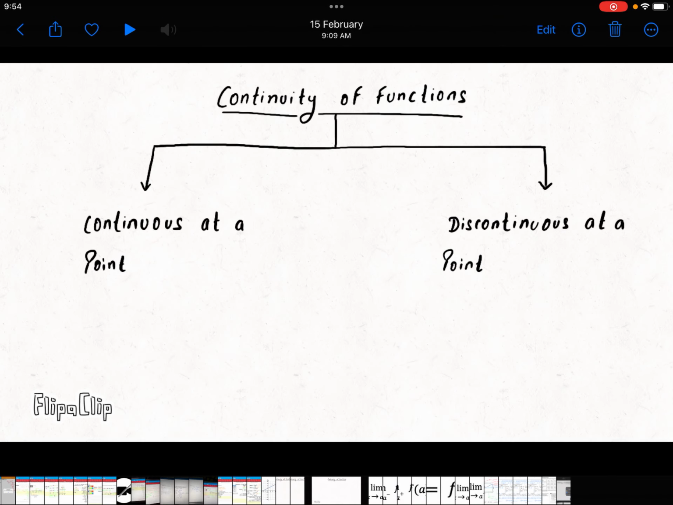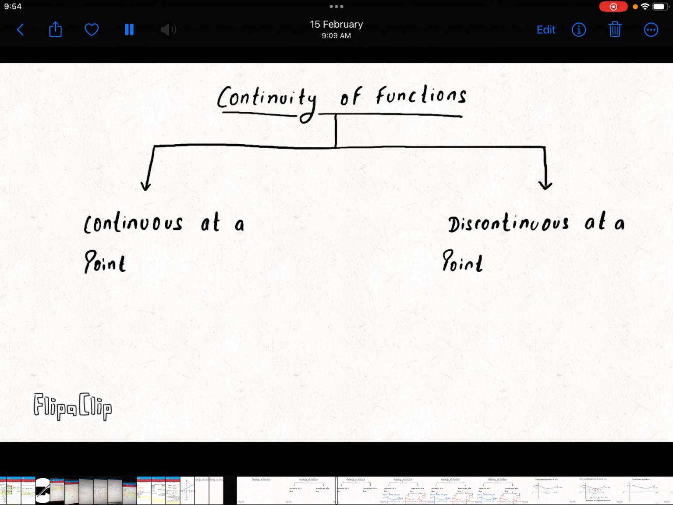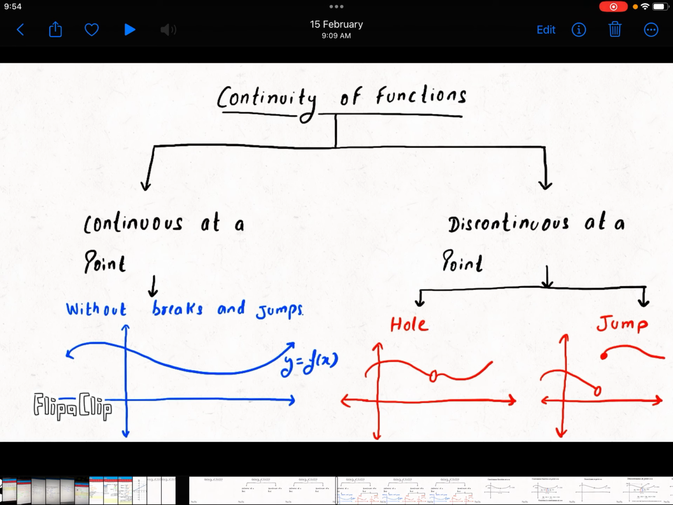Hello everyone. So in this topic we are going to see how we can check the continuity of a function. A function can be continuous at a point or it can be discontinuous at a point. Continuity is something when we can draw a curve without lifting our pen up. So we call it a smooth and continuous curve, which is represented by the blue curve over here. So you can see it is without breaks and jumps. So we call it a continuous function.